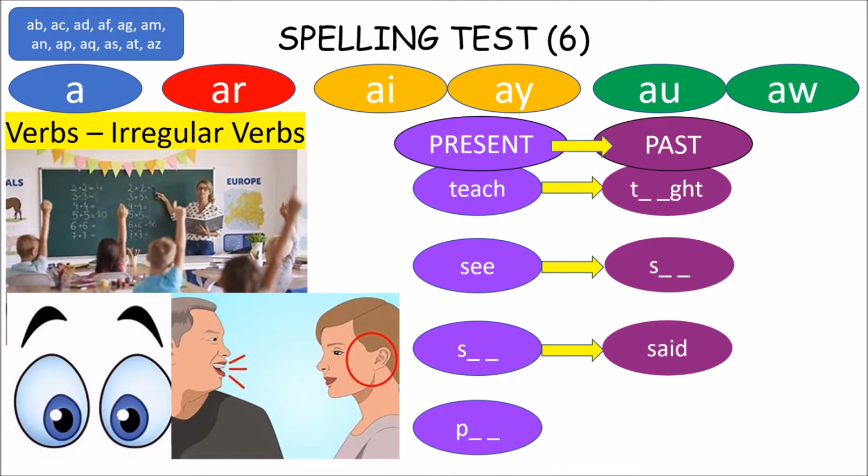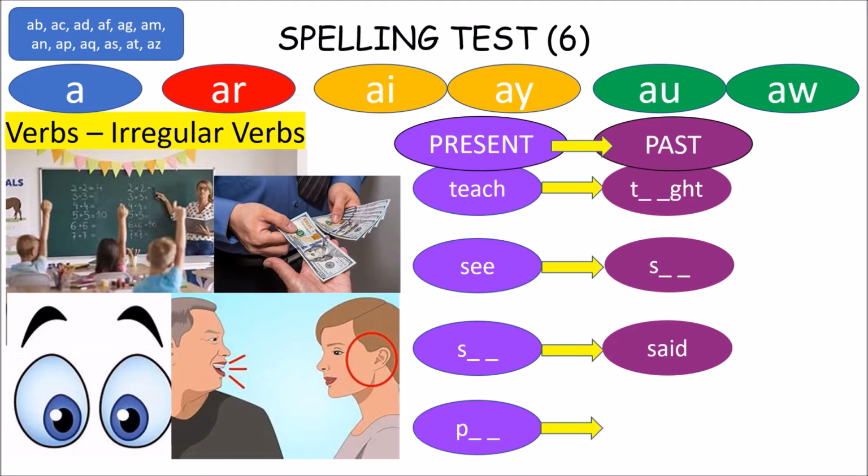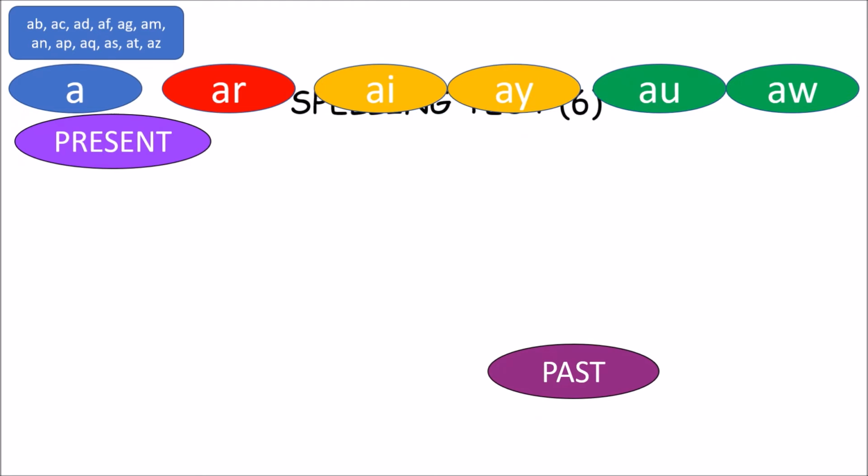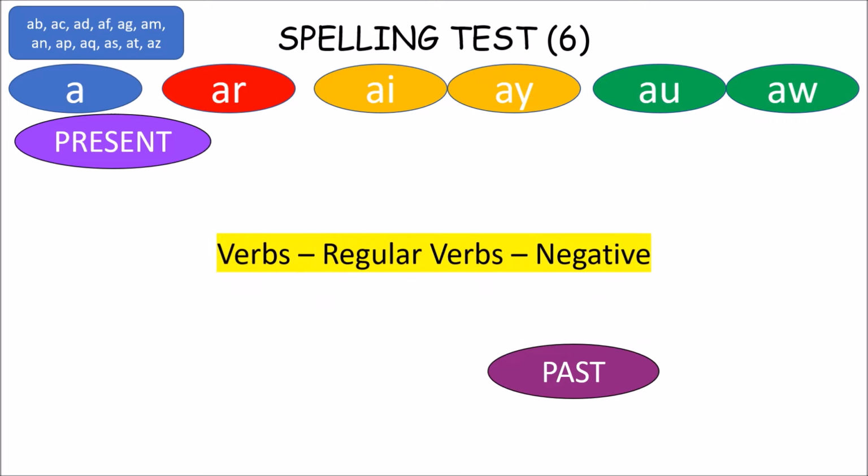A as in pay. In the picture, the payer is paying cash to the payee. The past tense of pay is paid. A as in paid. And this is another good example to test your understanding between AI and AY. Paid. In the next few slides, we are going to focus on regular verbs only.